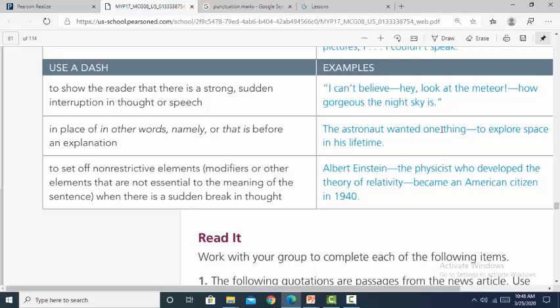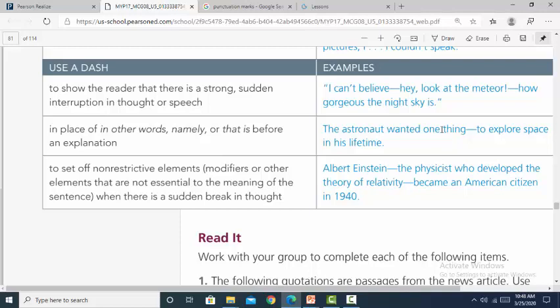Okay, the second usage is in place of "in other words." If you want to say some words but differently, like paraphrasing or extending your speech, if you want to use more details to describe what you're speaking about, you can use the dash. Like, the astronaut wanted one thing. What is that one thing? We can say, in other words, namely, or that is, to explore space in his lifetime. So if you want to use fewer words and more punctuation marks, you can delete "in other words," or "namely," or "that is," and use the dash.